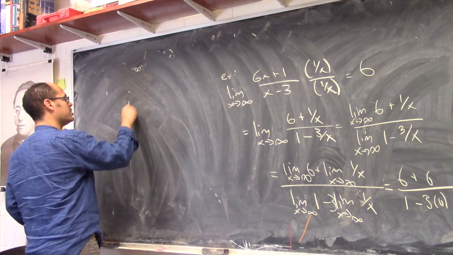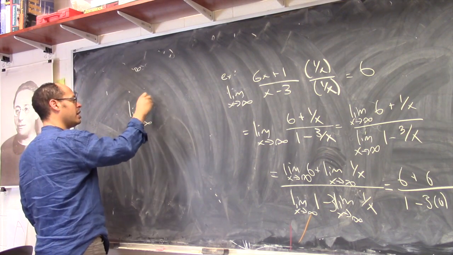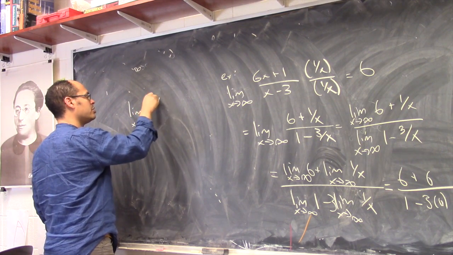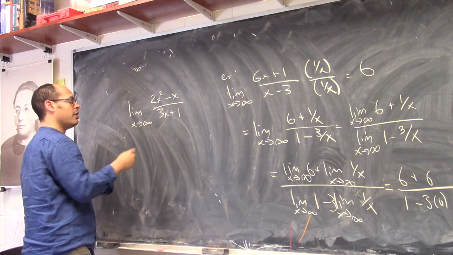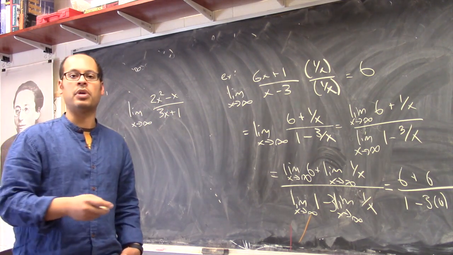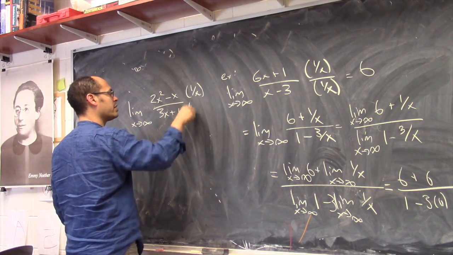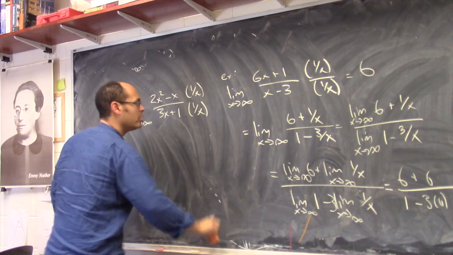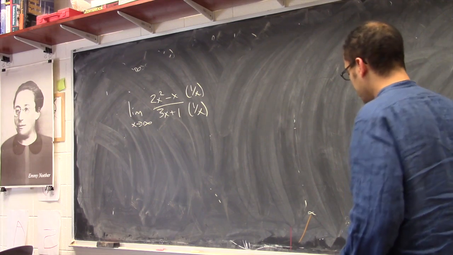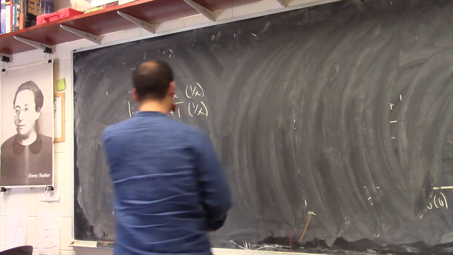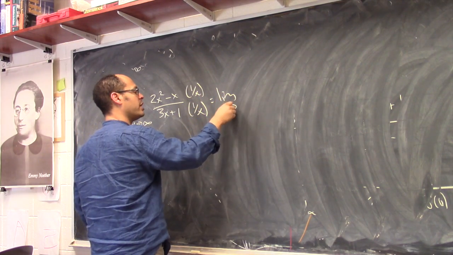Maybe one more example, just for fun, is the limit of about 2x squared minus x over 3x plus 1. Again, we have this problem of having these x's. I'm going to multiply the top and the bottom by 1 over x. Multiplying the top and the bottom by 1 over x is going to not fully fix the top, but it will at least get rid of the x's in the bottom. So let me just see what that does for us.